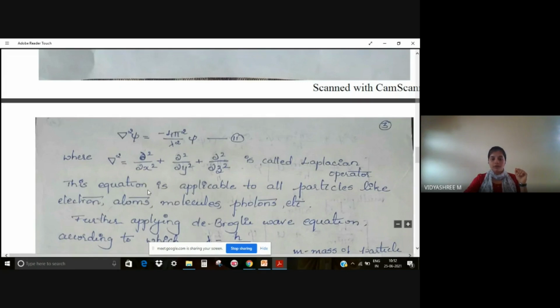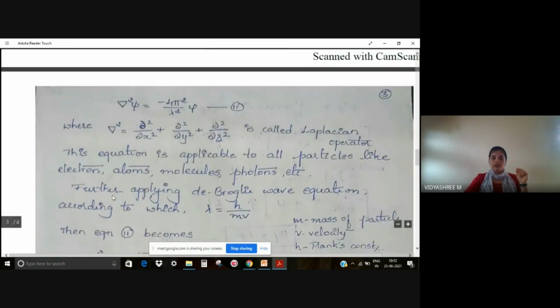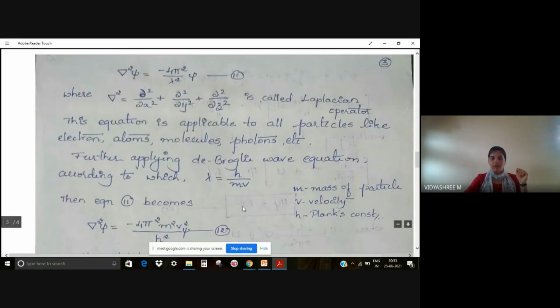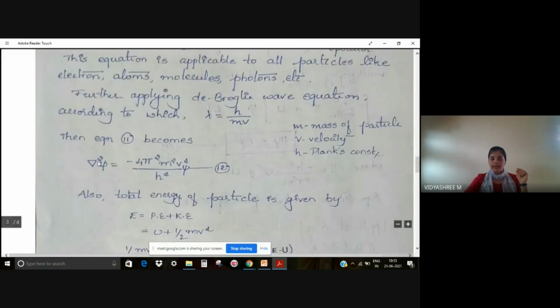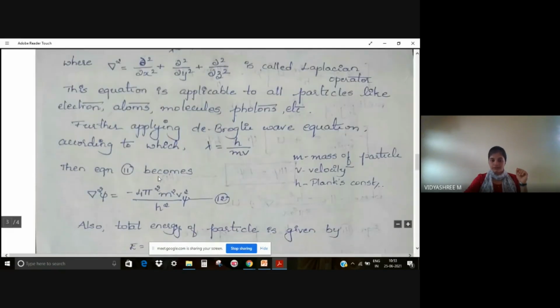Now this can be applied to matter as well. For that, we will apply the de Broglie wave equation, where lambda is equal to h by mv. We will include lambda is equal to h by mv in equation 11, so that it can be written as del square psi is equal to minus 4 pi square m square v square divided by h square into psi. What we have done is substituted the de Broglie wave equation into equation 11.